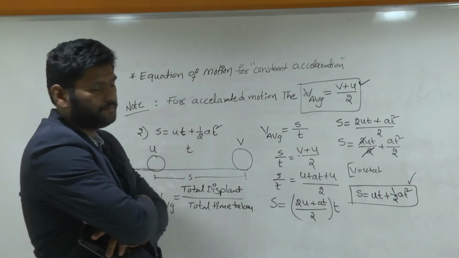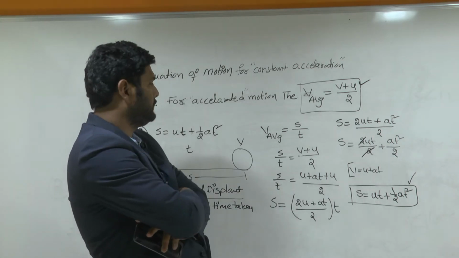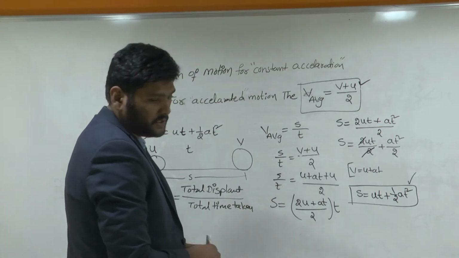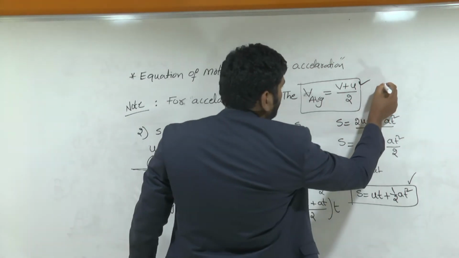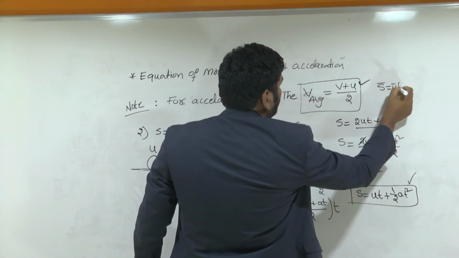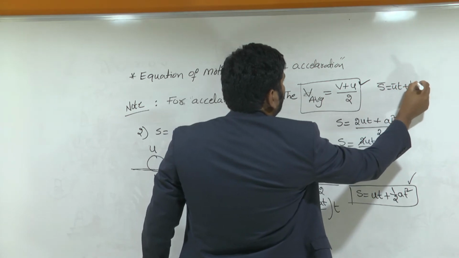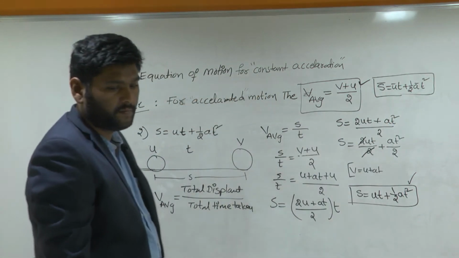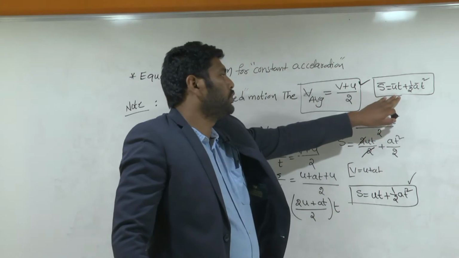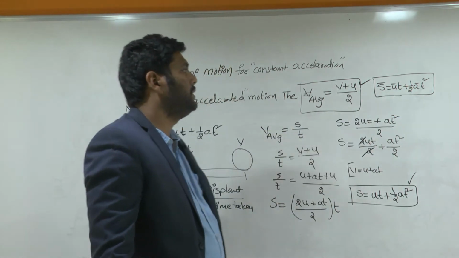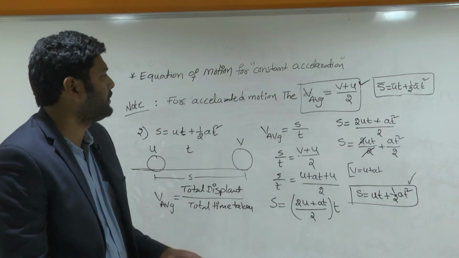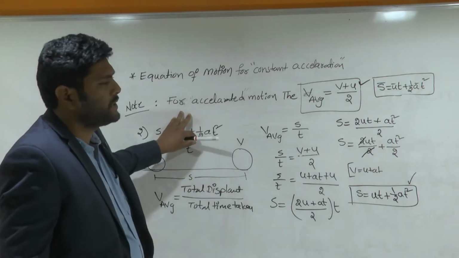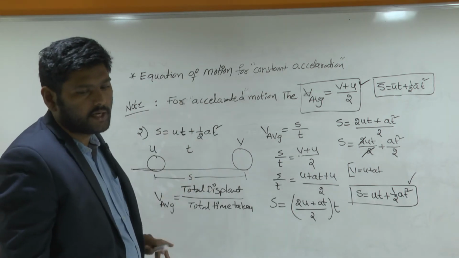Is it clear? Now, you can even write this in vector form. In vector form, s bar is equal to u bar into t plus half a bar into t square. This is in terms of vector form. This is the second equation of motion. Let's do some example problems based on this second equation of motion.